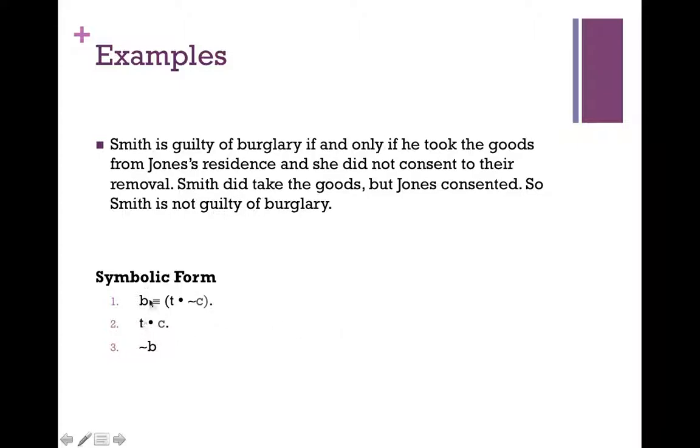So here's how our argument looks. Jones is guilty of burglary if and only if, and these are grouped together, he took the goods and Jones did not consent. He took the goods and Jones consented, therefore he's not guilty. And so is this a valid argument? Well, let's put it on our truth table.